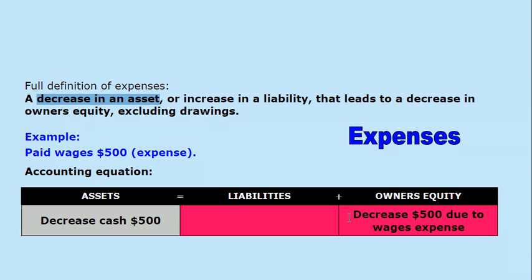It also leads to a decrease in owner's equity, in this case $500, due to wages expense. So it has led to a decrease in owner's equity. That's another part of the definition. It's not drawings, so it fully meets the definition of expenses. That is, a decrease in an asset, which has led to a decrease in owner's equity, and it's not drawings.